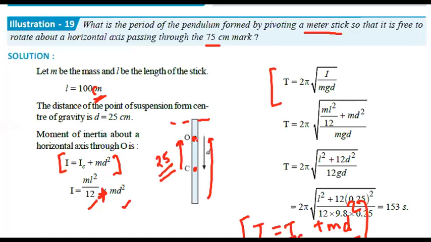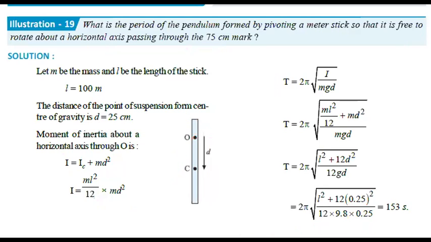Why is it incomplete? It is basic formula putting and getting now. What was not given? It is written. It is free to rotate about a horizontal axis passing through the 75 centimeter mark. It is written. Then you lost your mark in the exam because it is clearly written. There's nothing wrong in this problem. It is clearly written, Abhiram, about a horizontal axis passing through the 75 centimeter mark, right? It is clearly written.